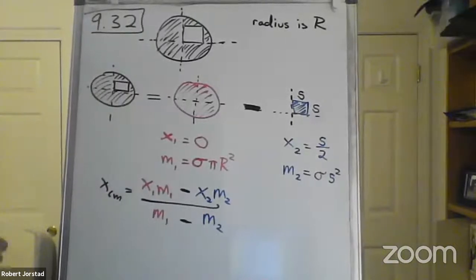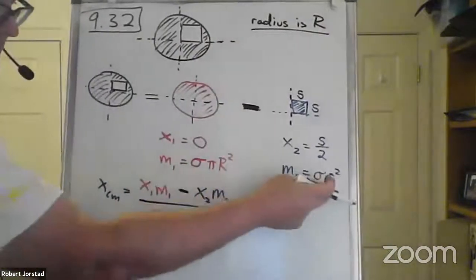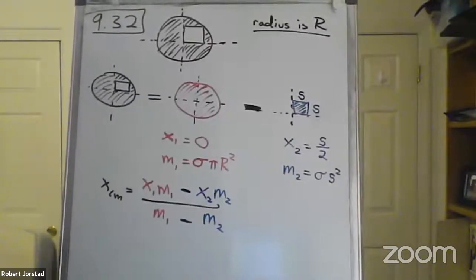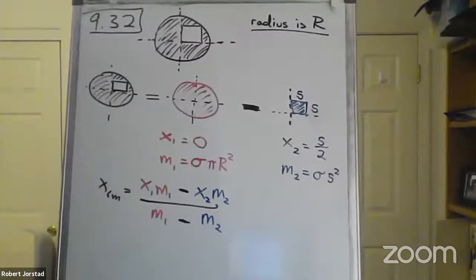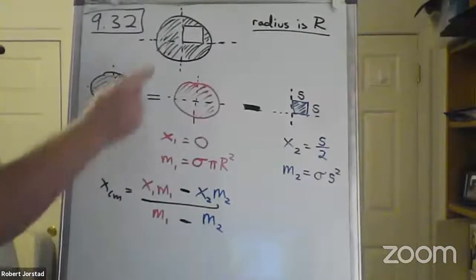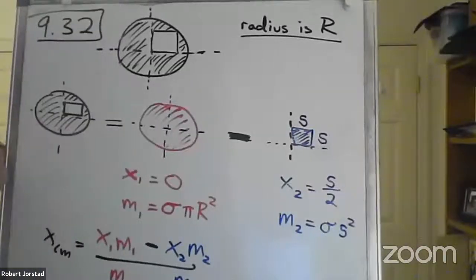Now, the only given in the problem was R. So S is not allowable for our answer. What can we do? The square touches the end of the circle, right? Going back to the original picture, you're right. So can you give me some geometry out of that? Would it be the square root of R? Something like that. Okay, you're on the right track.